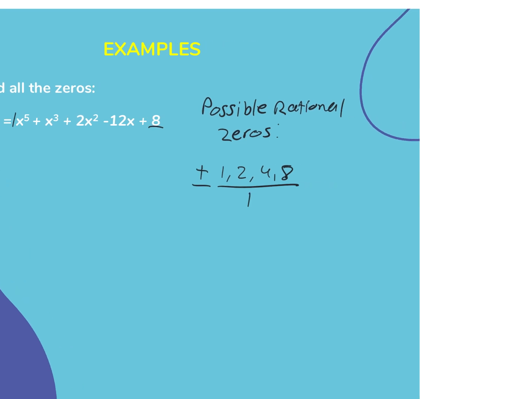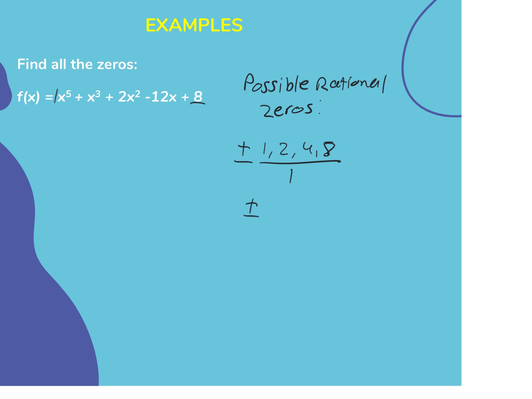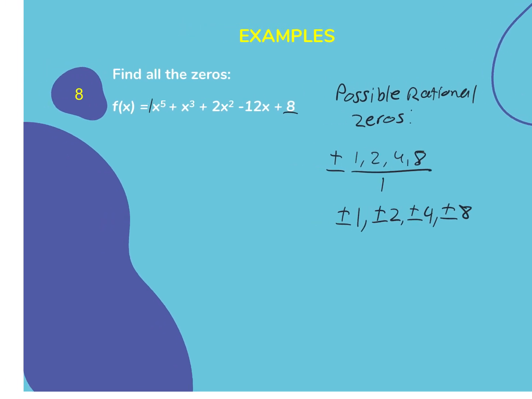And so that just leaves us with the 1 on the bottom. That means all of your rational zeros are going to be plus or minus 1, plus or minus 2, plus or minus 4, plus or minus 8. Right, so pick any of these to start with. Again, I always pick 1. So I'm going to put a 1 in the box.